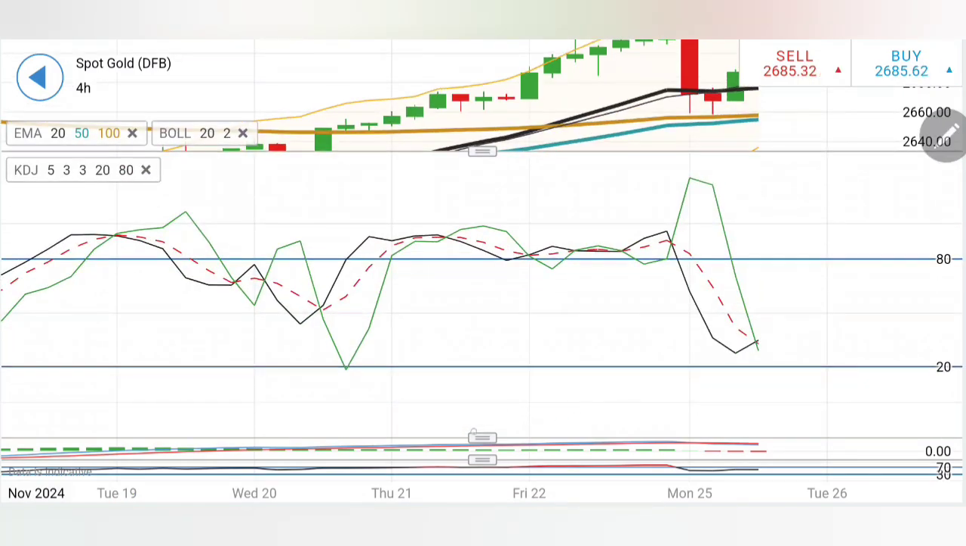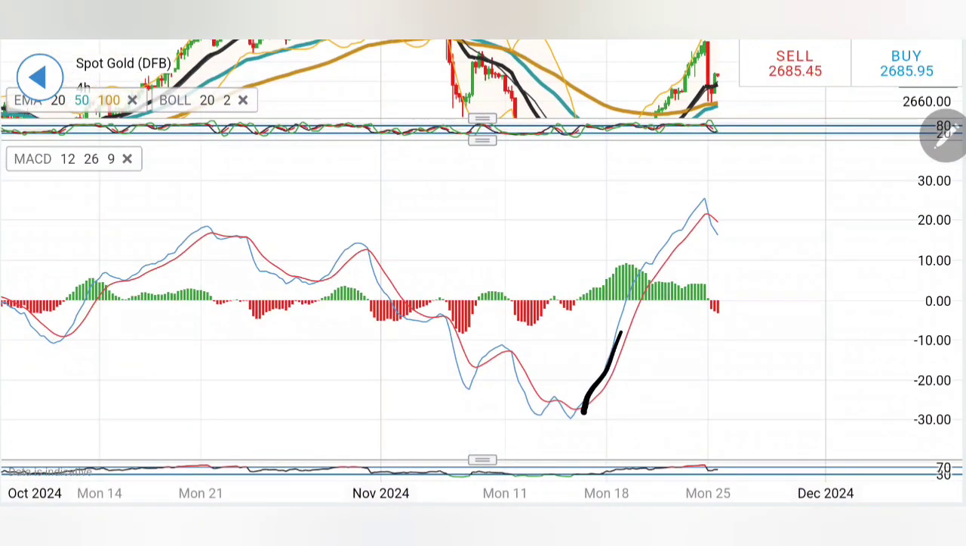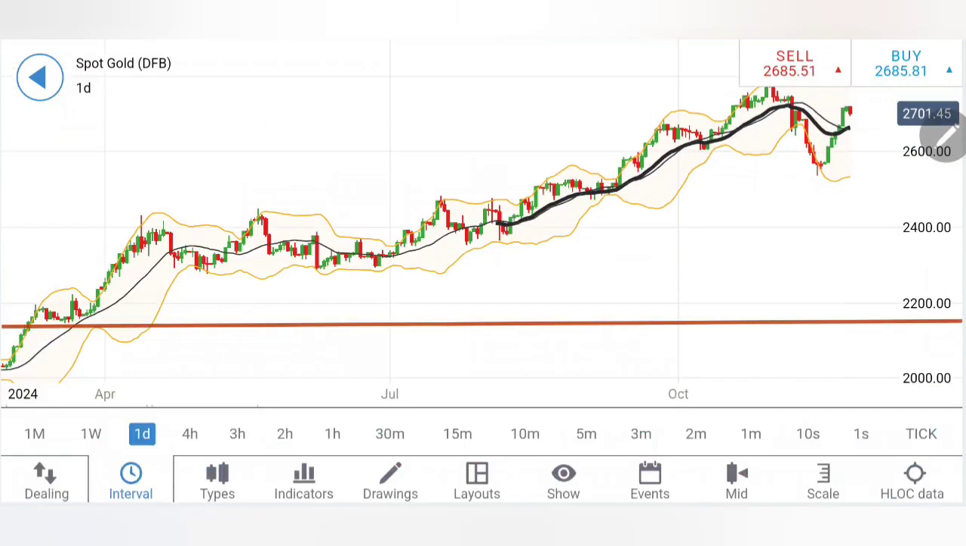If you look at the stochastic, this has dropped. The MACD here, this is important. See, a very sharp rise and a crossover here. It's a bearish sign here, definitely. If you look at the RSI, this has also come out of the overbought zone here.